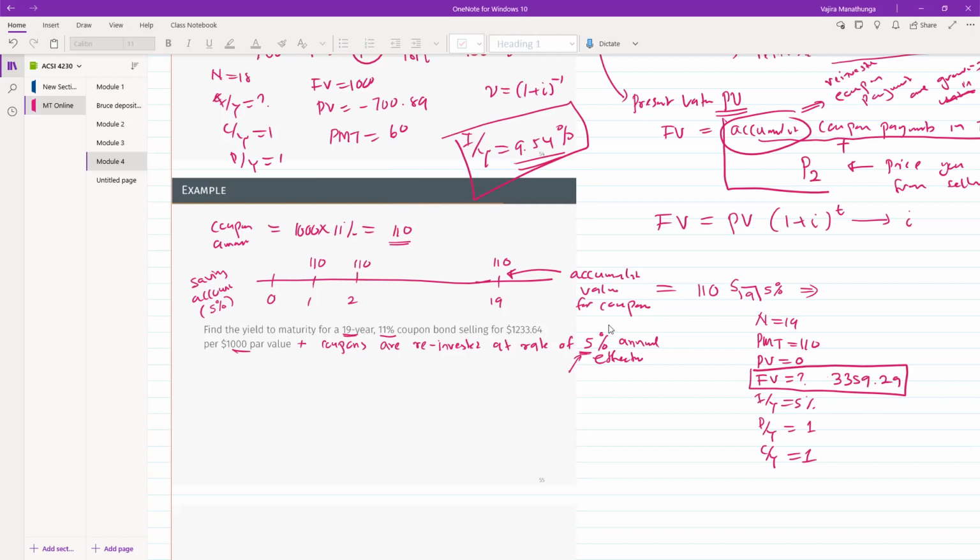Okay, so we got this future value. This is just the accumulated value of the coupons. So I can draw the timeline. At time 0, I paid this much to buy the bond. And then at time 19, I have 3,359.29 plus the redemption amount. We assume it's 1,000, par value. Okay, so this is the redemption amount, and this is from reinvesting the coupons.